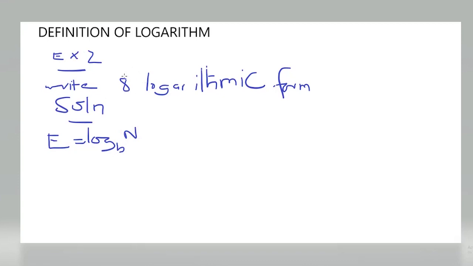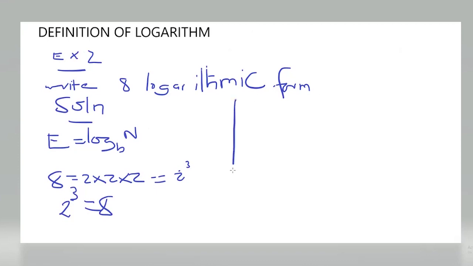Now express 8 in the form of base and exponent. Now 8 is equal to 2 times 2 times 2, which is equal to 2 power 3. Now from this expression, I can say 2 power 3 is equal to 8. Now write it into logarithmic form. The exponent is 3, the base is 2, and the number is 8.